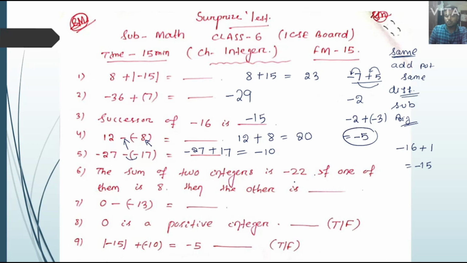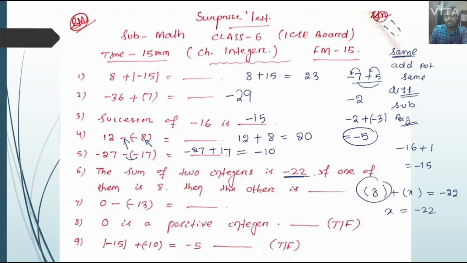The sum of two integers is minus 22. Suppose this is one integer and this is another integer. When you add these two integers, then the sum will be equal to minus 22. Now one of them is 8, the other is suppose x. Then how to find the x? So x is equal to minus 22.